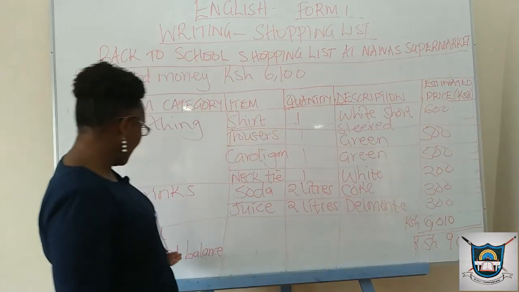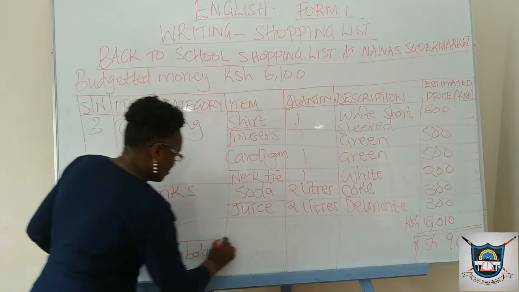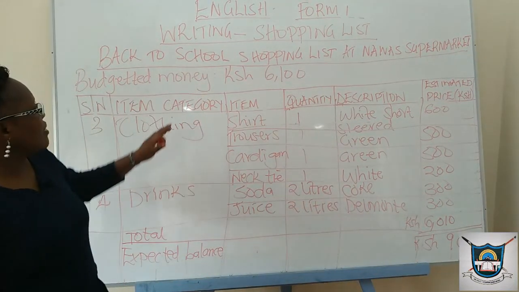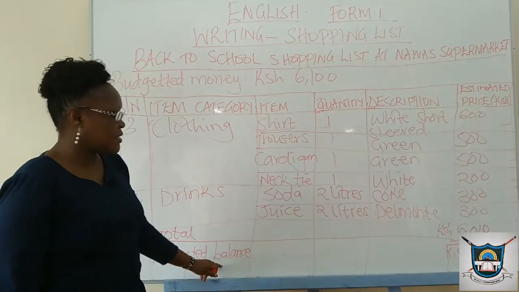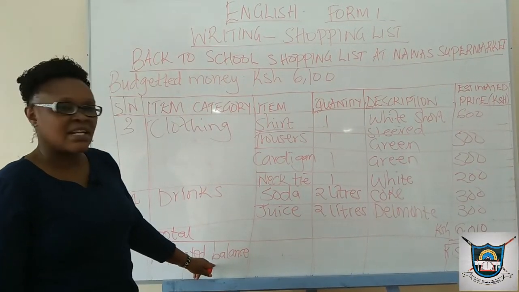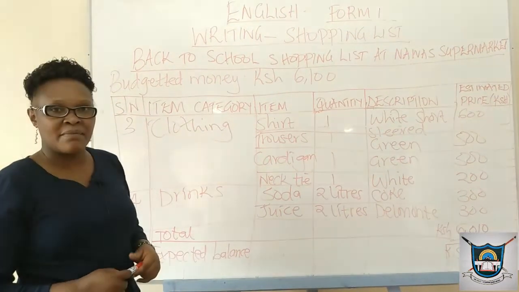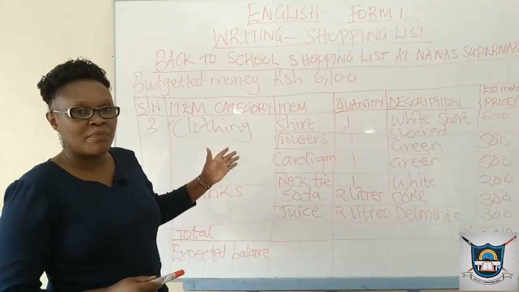Then here we come and write the total amount. And our total amount is that. And considering our budget, which was 6,100, we have some balance, which is 90 Kenya shillings. And I hope learners, now you can be able to come up with a shopping list.